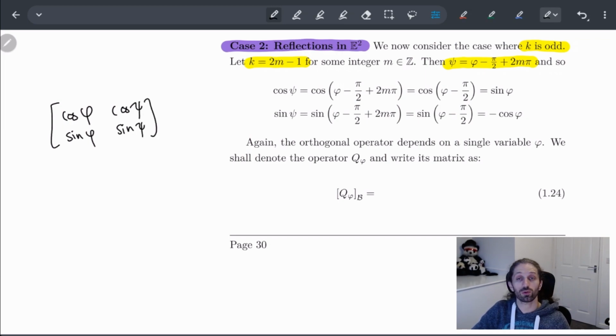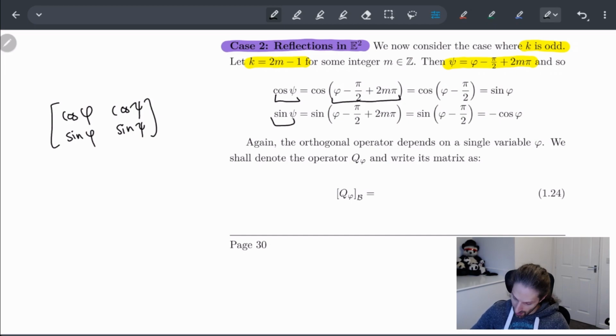Just like with rotations, what we're going to want to do is change the psi's into phi's to have just one variable. So we play the same game. We take cosine of psi and plug in what our psi is. The 2m pi we don't really need, because it's just going to keep us in the same loop. So we just have cosine of phi minus pi over 2. Well, this is just the same thing as sine of phi. And in a similar line, sine of psi is just minus cosine of phi.